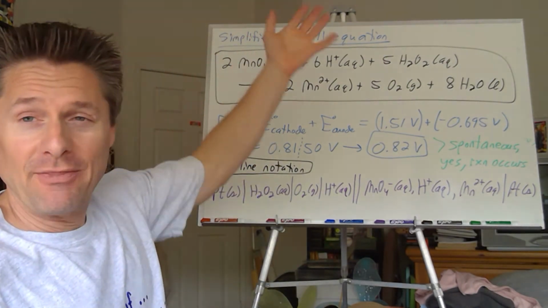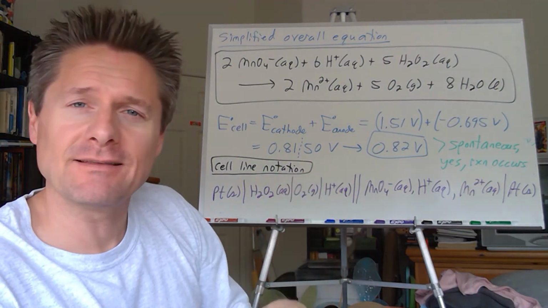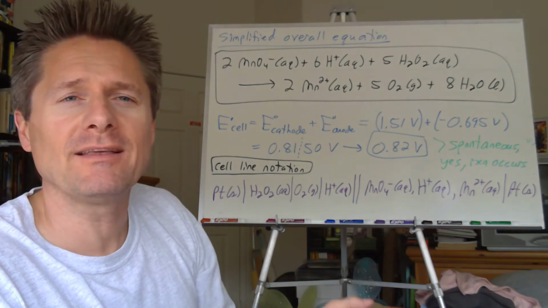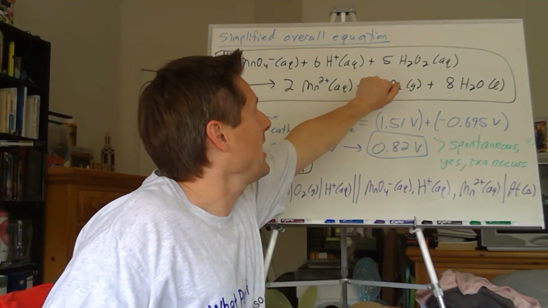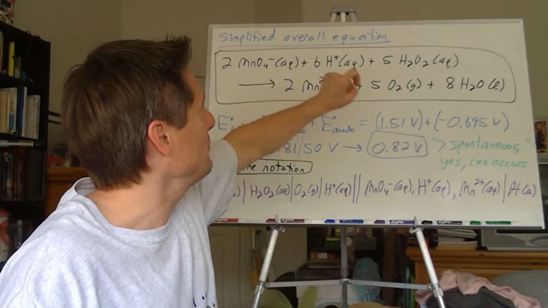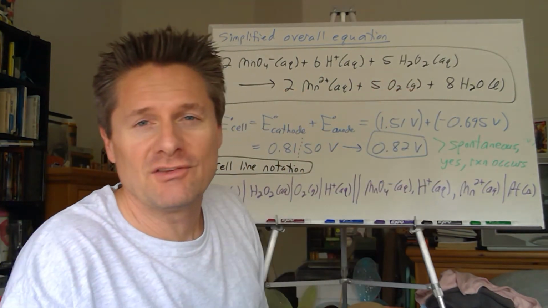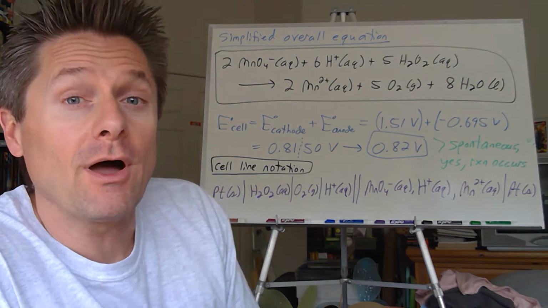You ready? So add the 2 together, right? You cancel out the electrons, reduce the H plus, all that fun stuff. So you end up with 2 permanganates plus 6 hydrogen ions plus 5 hydrogen peroxides, giving you 2 manganese 2 plus ions, 5 oxygens, and 8 waters. That's the overall equation going on.